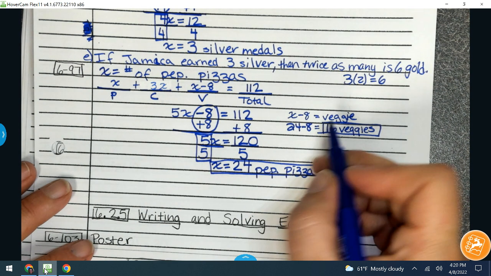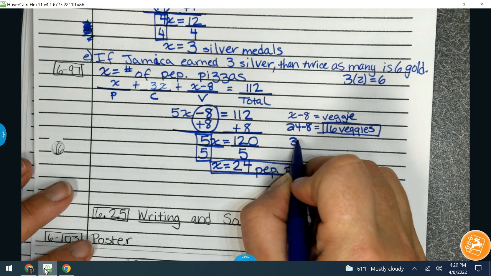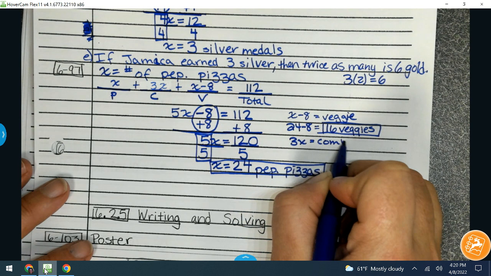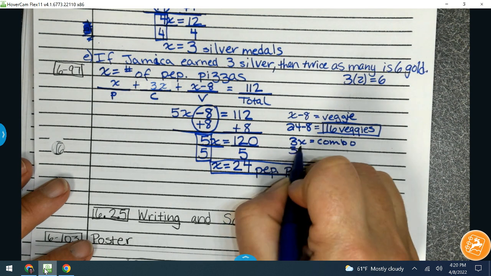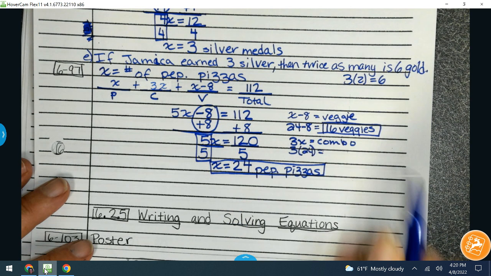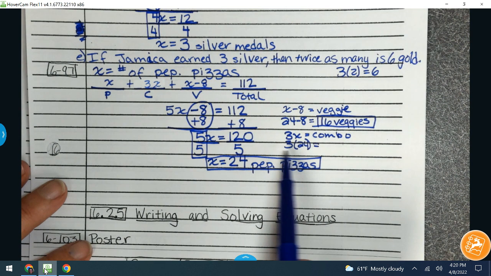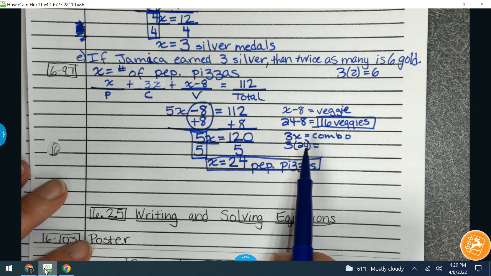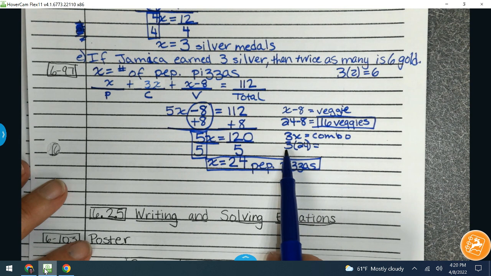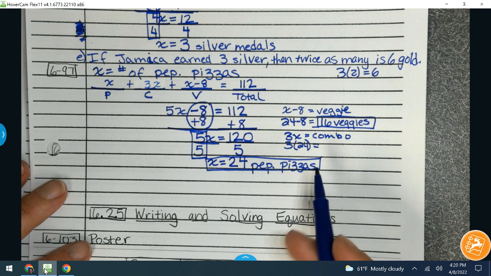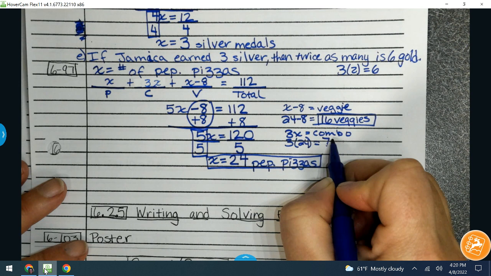And then over here, we have 3x for combo. 3 times 24 is... Sometimes kids want to reach for a calculator here. But what I'm going to do is halve this factor and double that one. So half of 24 is 12. Doubling 3, so 3 times 2 is 6. So what is 6 times 12? Hopefully you said 72.